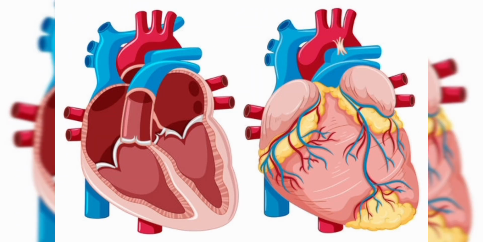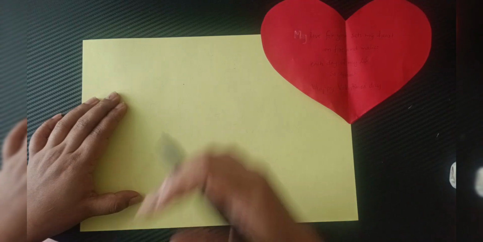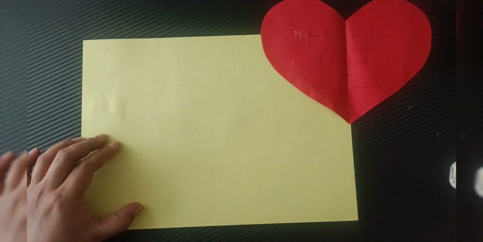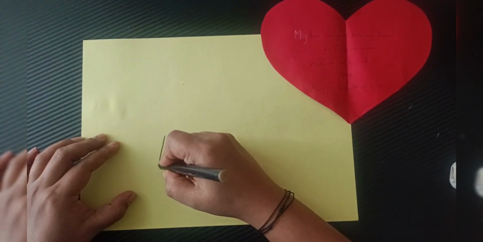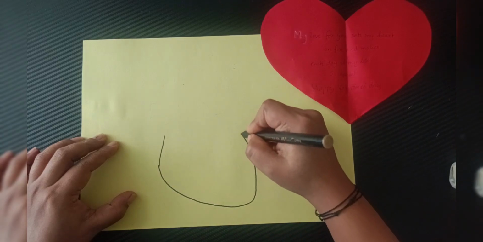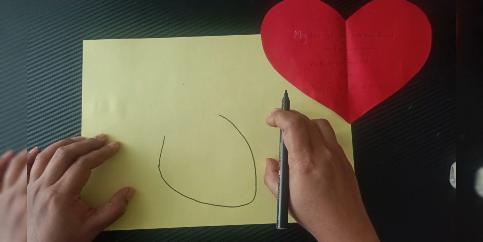Let's cheer up, guys! My dear friends, it is very easy to draw the diagram of the human heart. We know that the human heart consists of four chambers. So I will give you one outline, and you will get an idea about how it works. It will give an idea about the position of the heart.